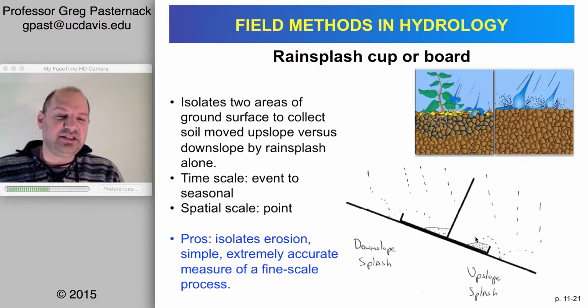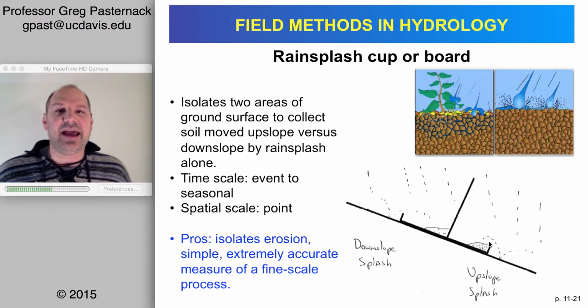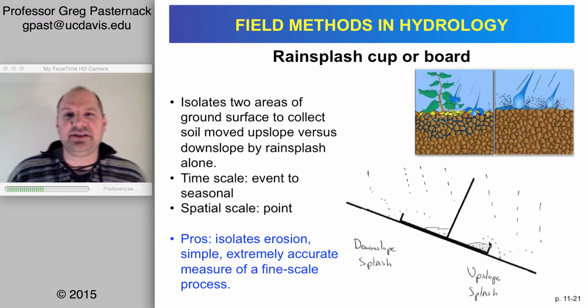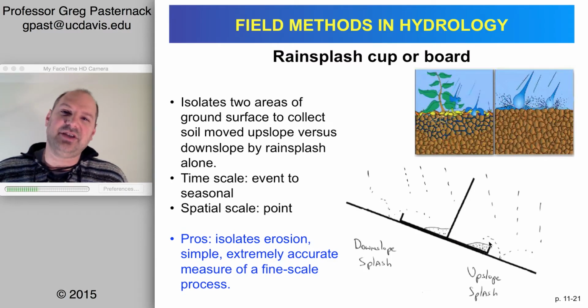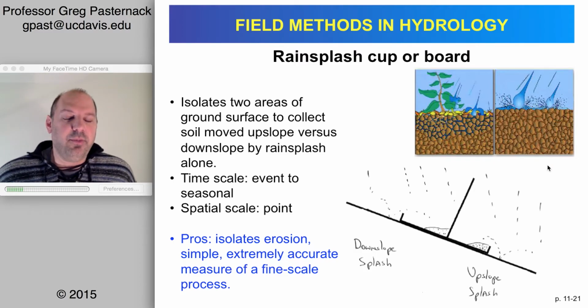It's also nice because this gives you a sample that you can then analyze for the properties of the sediment associated with rainsplash, like grain size distribution. And of course, rainsplash is going to be influenced by what is the material on the surface, such as being vegetated or unvegetated. So the rainsplash cup or board is a very effective tool for being able to isolate an individual process and quantify the flux associated with that.